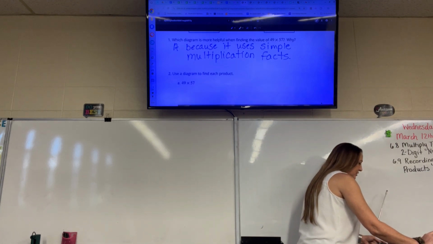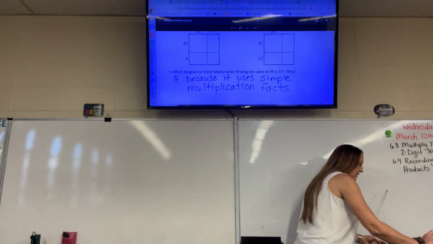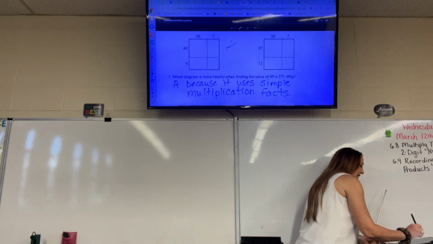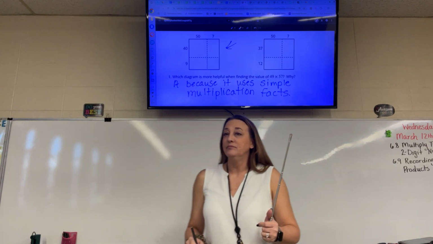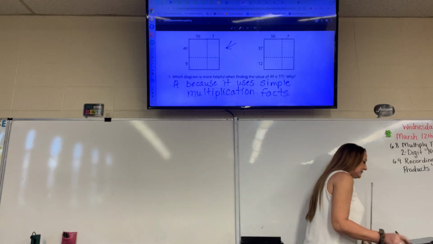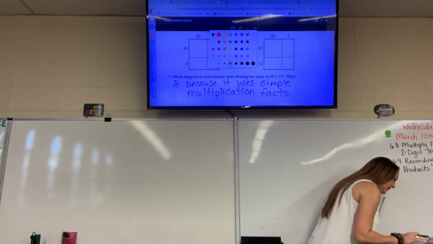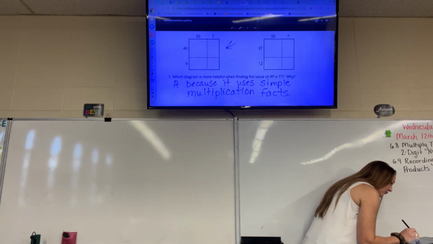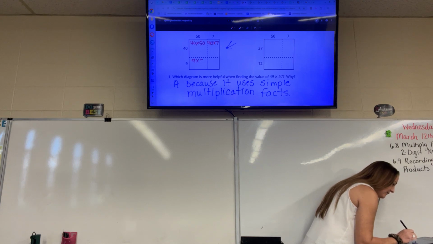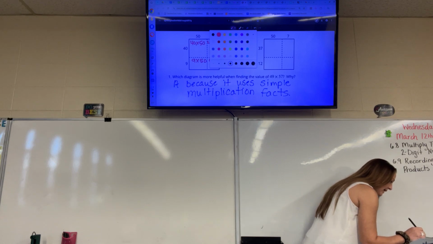And then they want us to use a diagram to find each product. But the first one, we're going to use this diagram here because they've already got it set up. Sound good? Yep. Okay. So for that first diagram, we don't have to do anything in the second one. We're going to do 40 times 50, 40 times 7, 9 times 50, and 9 times 7. Okay, basic facts for this problem.